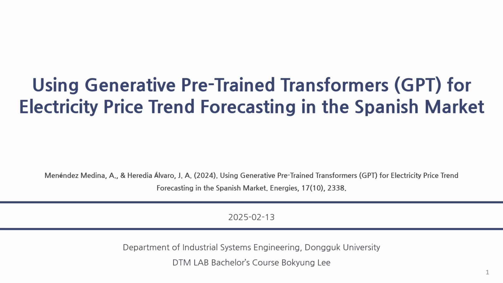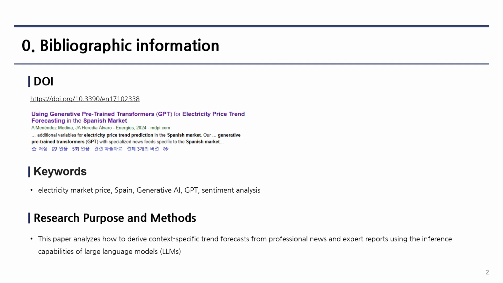The paper I will review is "Using Generative Pre-trained Transformers for Electricity Price Trend Forecasting in the Spanish Market." First, this is the bibliographic information for the paper. This paper analyzed how to derive context-specific trend forecasts from professional news and expert reports using the inference capabilities of large language models.